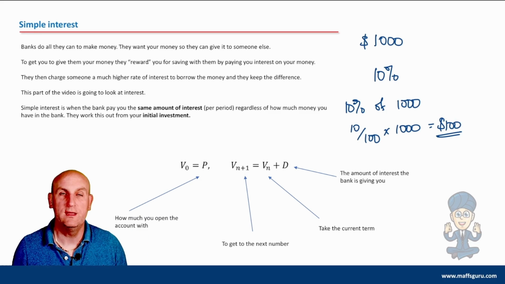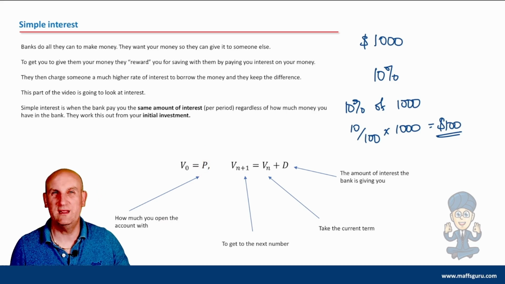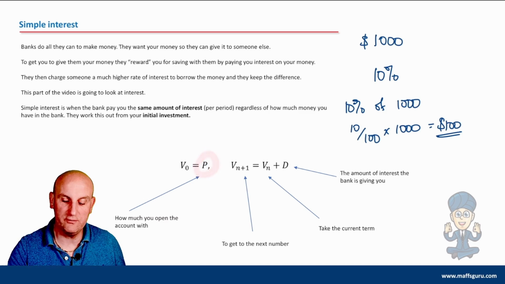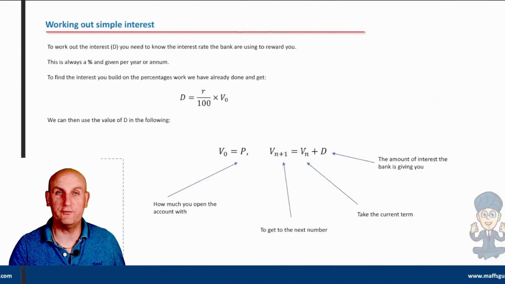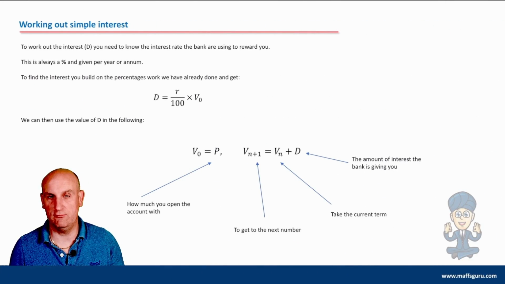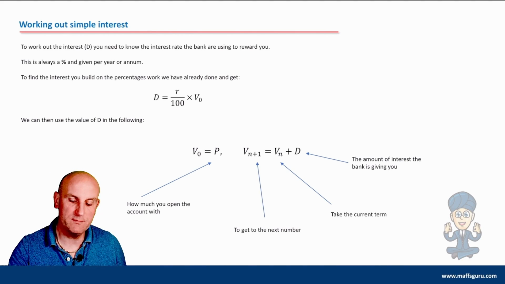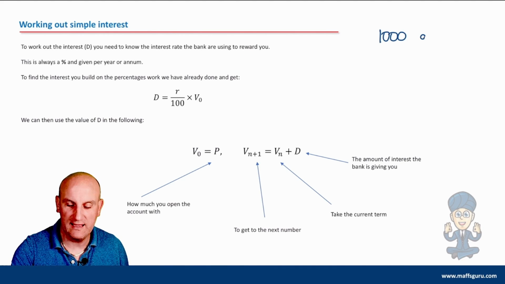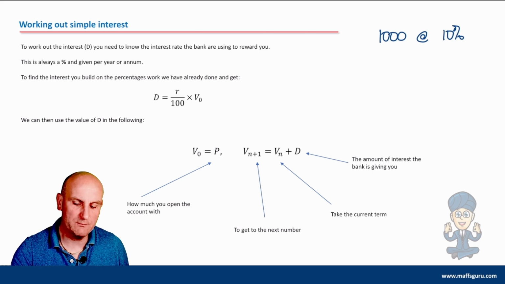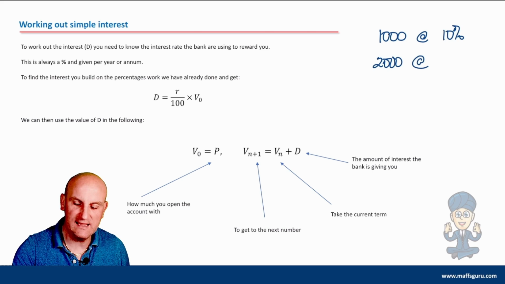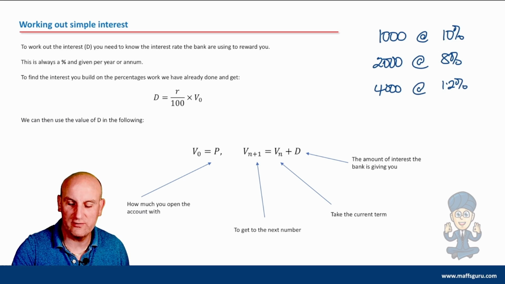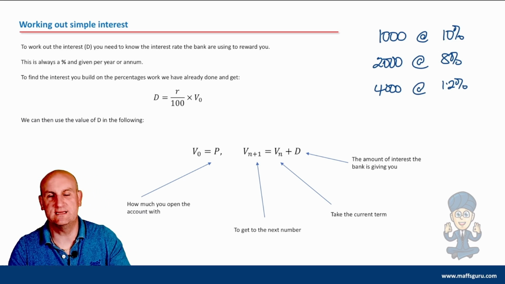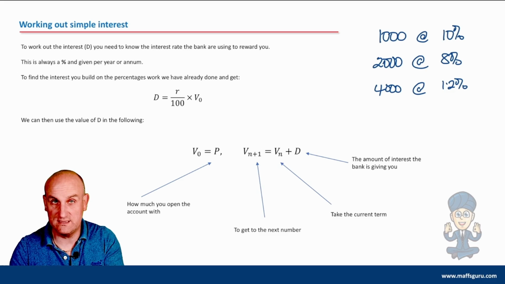Okay, so keeping that in mind, this here will be my simple interest. That would be the value of the interest being added on. And P would be the amount I open my bank account with. So maybe $1,000, and in that situation that would be $100. Being able to read these things is really, really important. Now, I gave an example a moment ago of $1,000 at 10% interest. But what if I had $2,000 at 8% interest, or $4,000 at 1.2% interest? We have to come up with a consistent way of working out what my simple interest would be.